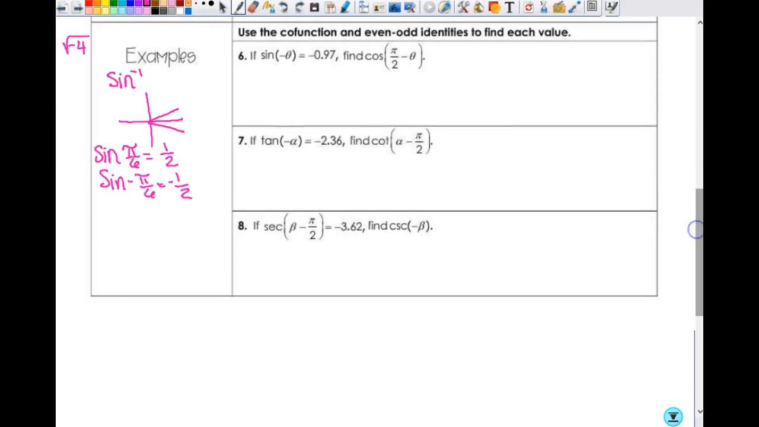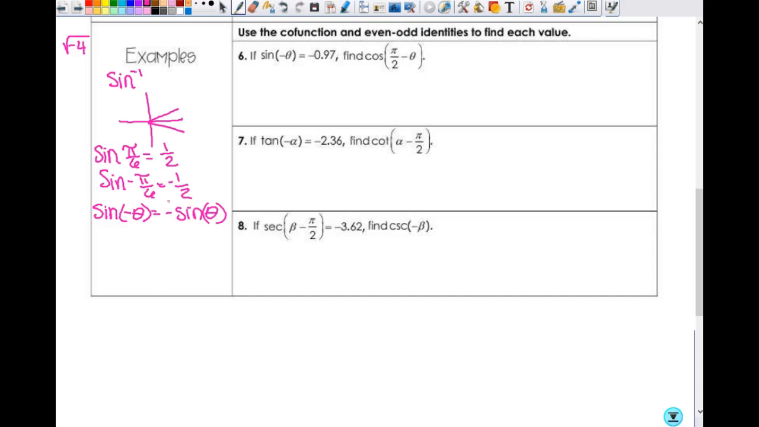So if pi over 6 is my theta, then do you see that the sine of negative theta is equal to negative sine of theta? So the sine of negative pi over 6 is equal to negative sine of pi over 6. So it's just 1/2, it's just a negative, right? They're the same things, they're just negative. That's why you get to use the first and the fourth quadrants, okay?